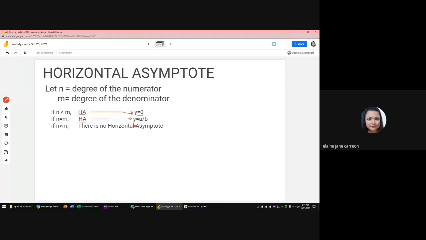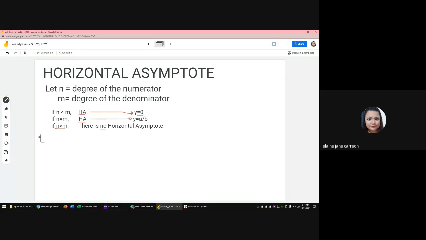What is a over b? They are the coefficients of the x with the highest degree, or the first term. Next, if n is greater than m, meaning n is bigger than m, there is no horizontal asymptote. Okay? So let's have an example.